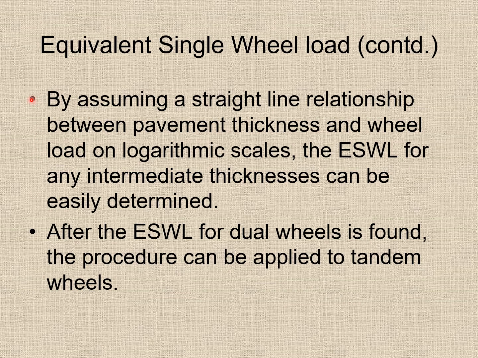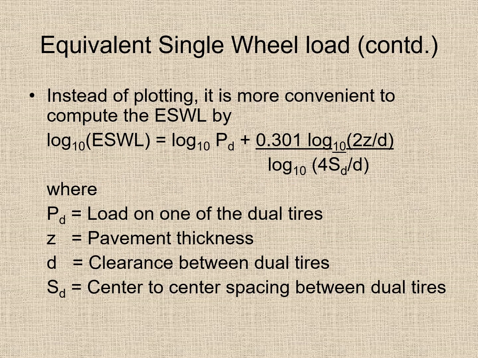So by assuming a straight line relationship between pavement thickness and wheel load on logarithmic scales, the equivalent single wheel load for any intermediate thickness can be easily determined. After the equivalent single wheel load for dual wheels is found, the procedure can be applied to tandem wheels. Instead of plotting, it is more convenient to compute the equivalent single wheel load by using this formula.